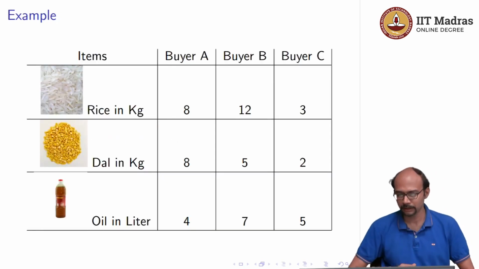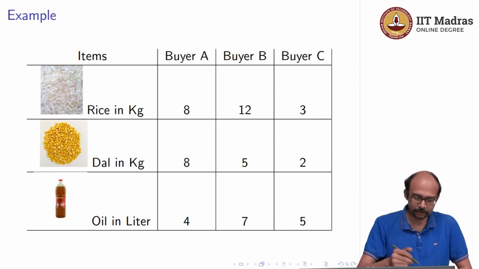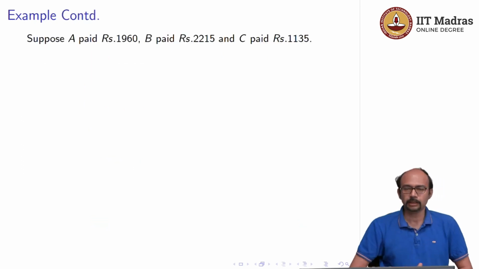Let's begin with an example. In this example, we have three buyers and we have three items. Buyer A buys 8 kgs of rice, 8 kgs of dal and 4 liters of oil. Buyer B buys 12 kgs of rice, 5 kgs of dal and 7 liters of oil. And buyer C buys 3 kgs of rice, 2 kgs of dal and 5 liters of oil. Okay. So suppose these buyers paid some amount of money to the shopkeeper, namely A paid rupees 1960, B paid rupees 2215 and C paid rupees 1135.